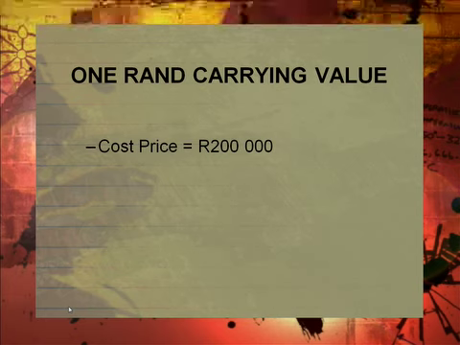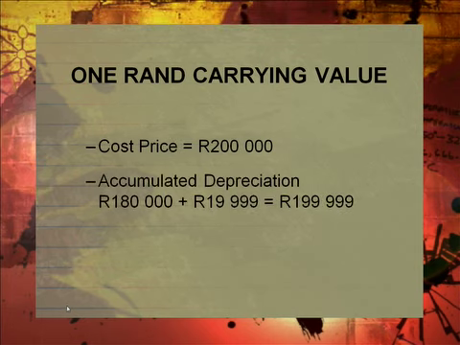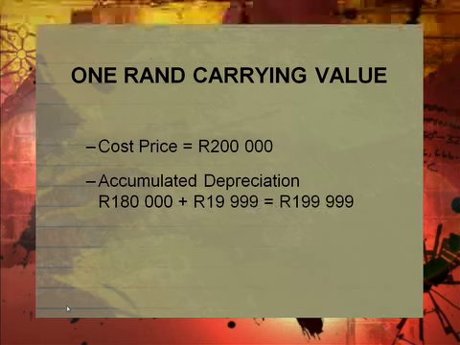Watch. Let's do this. Our cost price cannot change. Historical cost remains at 200,000 Rand. My accumulated depreciation, I tweak it. In other words, ignore the 20,000 that you calculated and make your depreciation such for this year that you make it 19,999 Rand. Watch what's going to happen.